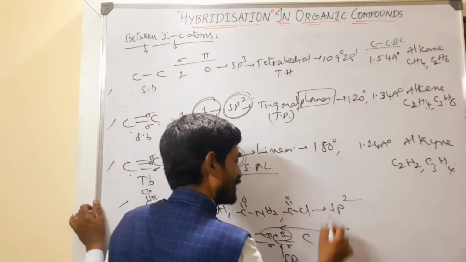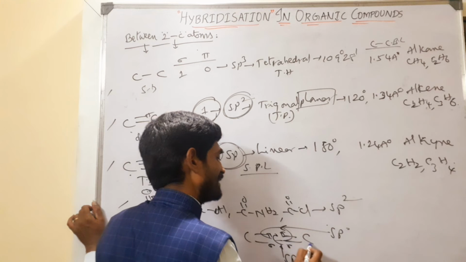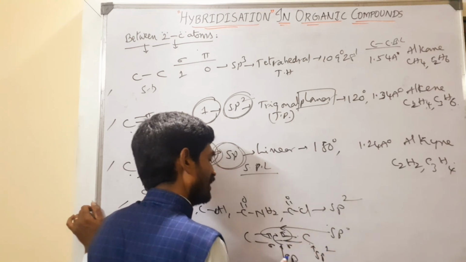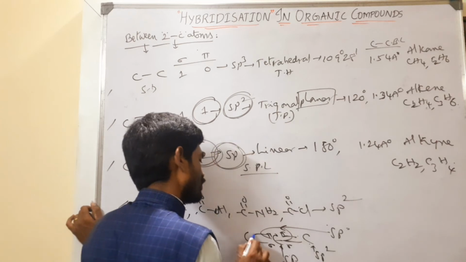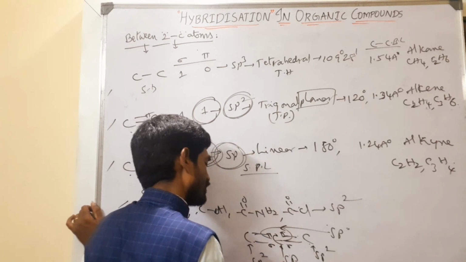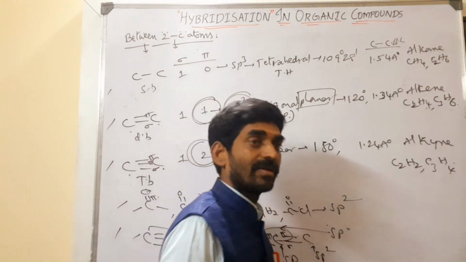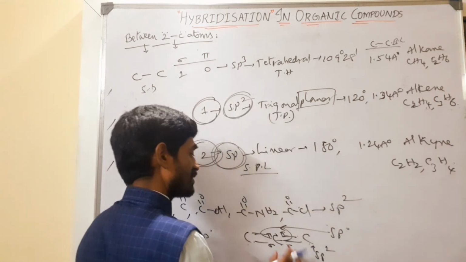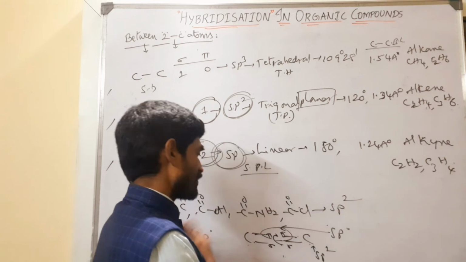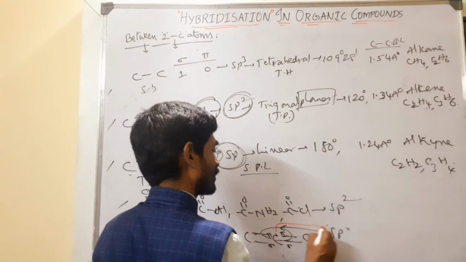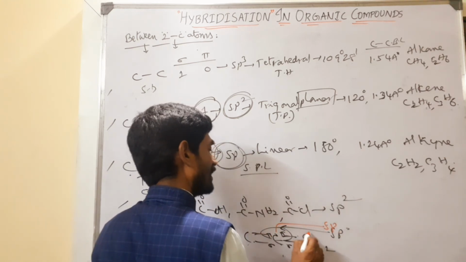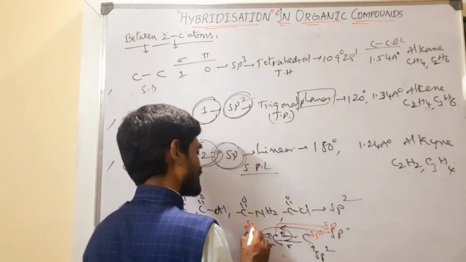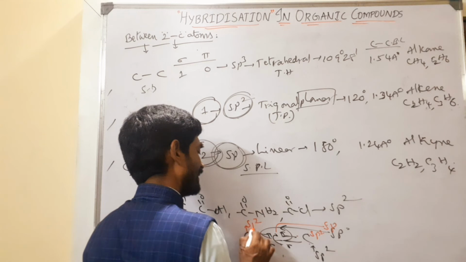It is an sp hybridized carbon. But this carbon undergoes sp2 because only one pi bond is present in this carbon, and this carbon also has one pi bond, so it also undergoes sp2 hybridization. So just to represent: this central carbon undergoes sp hybridization, and this carbon undergoes sp2 because one pi bond is there. This carbon also undergoes sp2 hybridization. Is it clear?